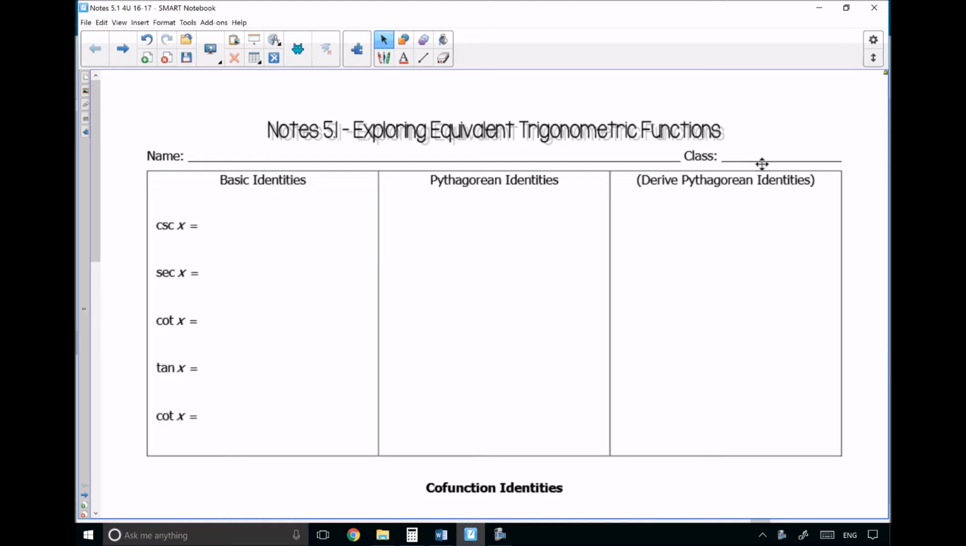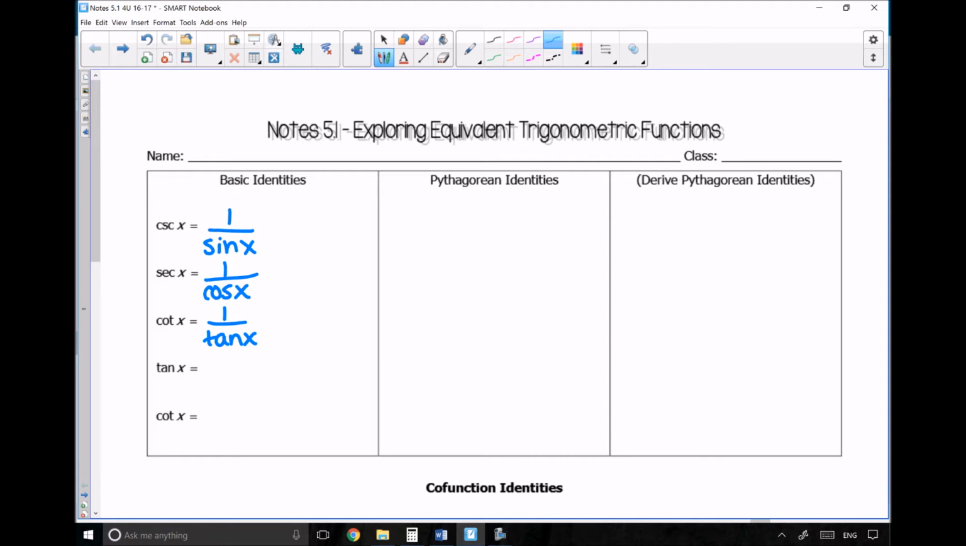Okay, so our basic identities, what we have right here, this is stuff that you guys already know, the first three basic identities. So we know that cosecant of x is just simply 1 over sine of x. We also know that secant of x is 1 over cosine of x. And we know that cotangent of x is 1 over tangent of x, okay? But let's get a little bit more specific with tangent and cotangent. And we can also say that tangent of x is sine of x over cosine of x, and that cotangent of x is the inverse of this, so I can say it's cosine of x over sine of x, okay?